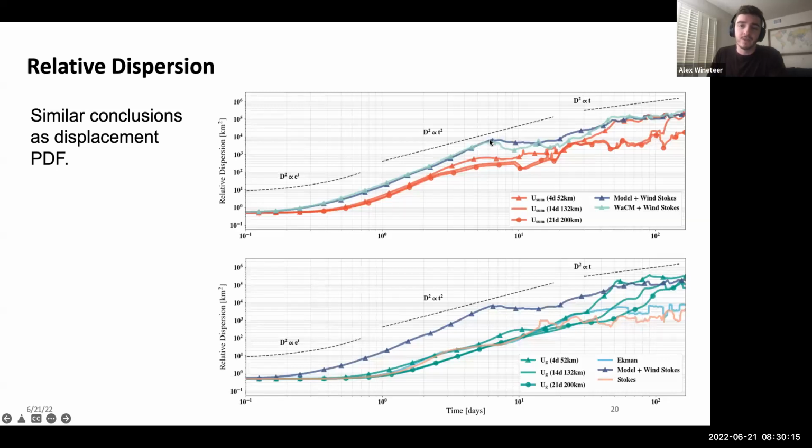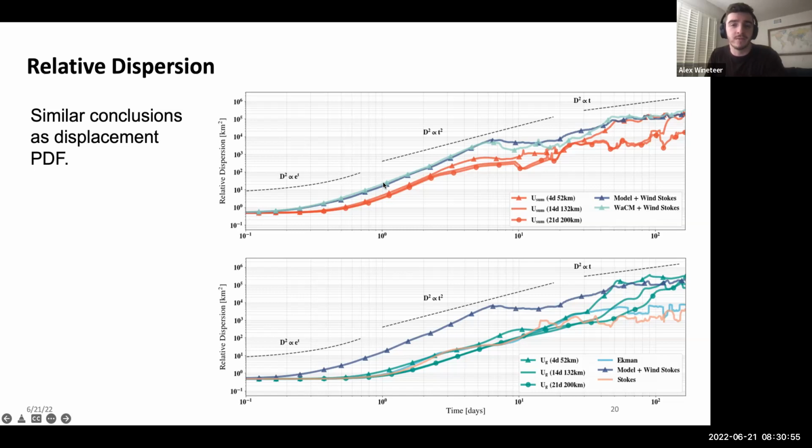Then as we move towards these larger time scales, as we start to get towards 10 days and out towards 50 days, like we were looking at earlier, we can see that the higher resolution summed experiment eventually catches up with the model and shows a similar relative dispersion. But at these lower resolutions, we never quite catch up to the model results until maybe very far into the run.